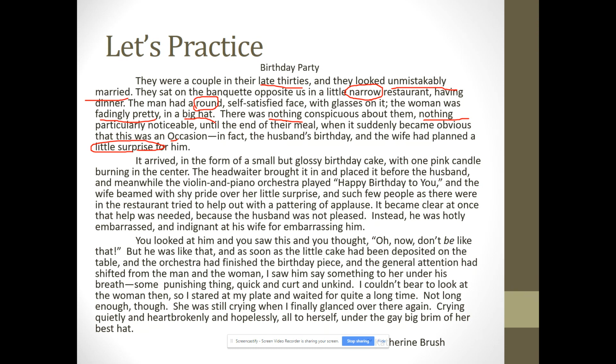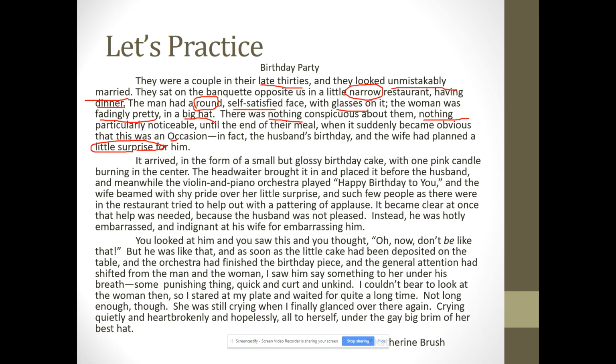I find some other phrases interesting too. The fact that the husband has a self-satisfied face, that he has glasses, that they're having dinner. A lot of direct characterization is going on in this paragraph, and all of these details are details that the author deemed important enough to share with us.